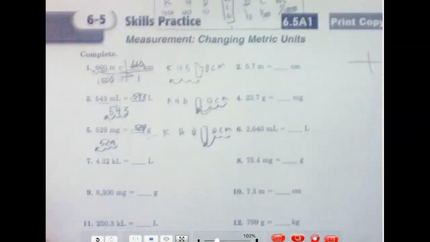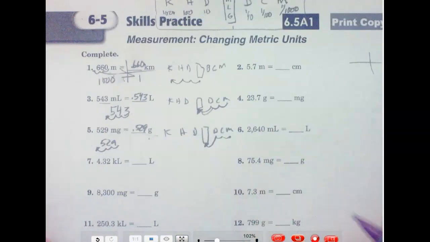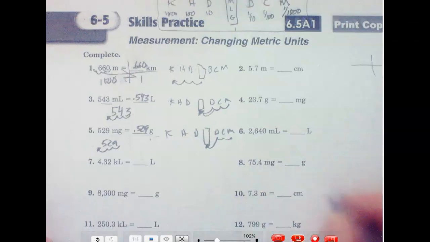Let's jump down here. Here's one with the decimal in it. 7.3 meters is how many centimeters? Okay. King Henry died. Base. Drinking chocolate milk.